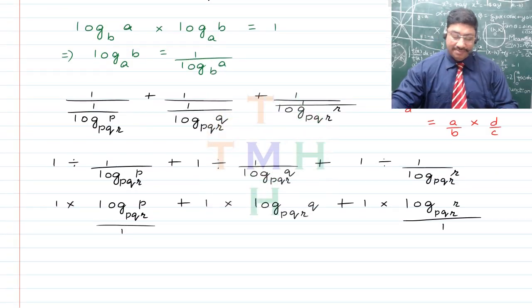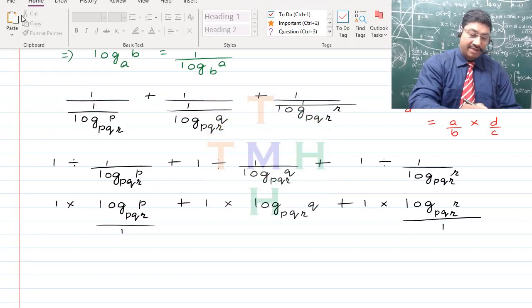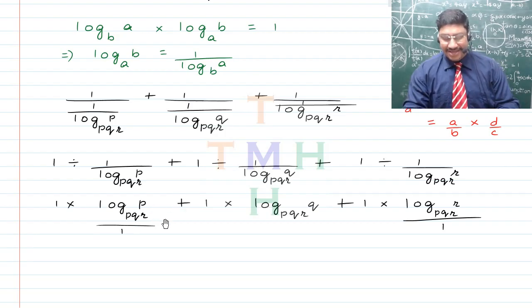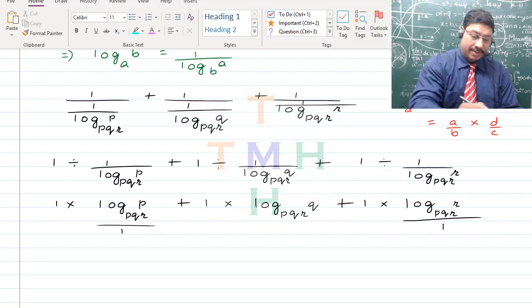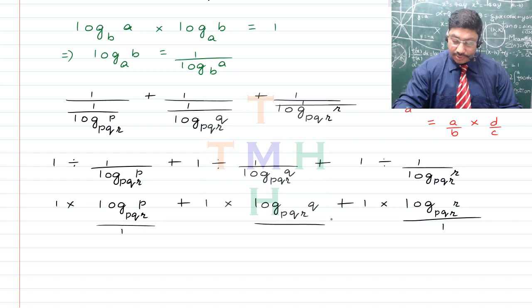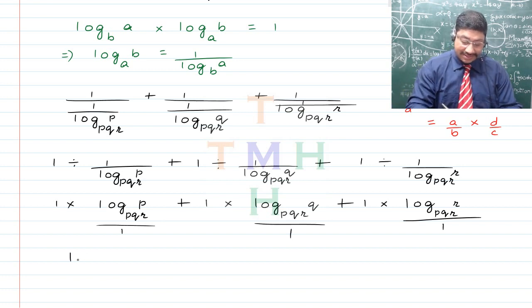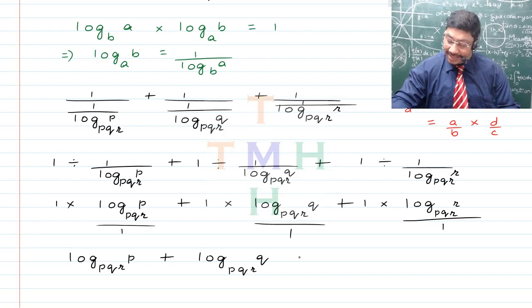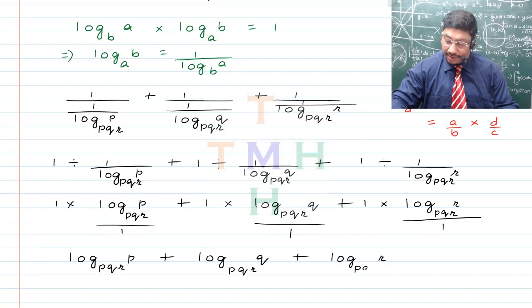Now as 1 is the multiplicative identity, the 1 that we have in the numerator as well as in the denominator will vanish into thin air, and you will just be left with these terms. So here we write just this: log of p to the base pqr, to which is added log of q to the base pqr, and to that is added log of r to the base pqr.